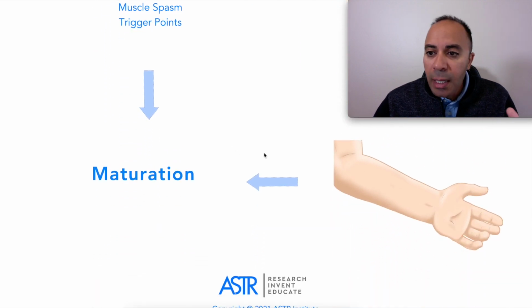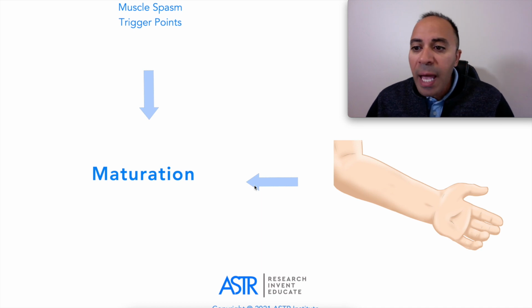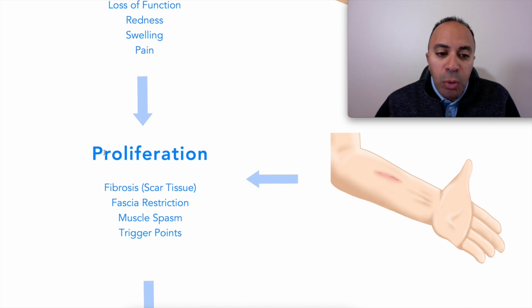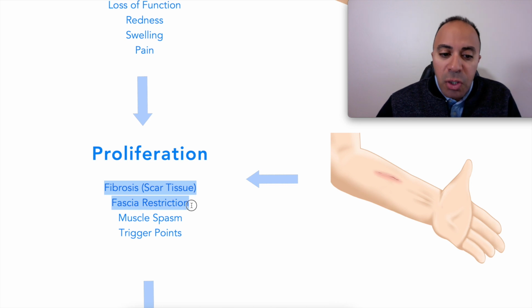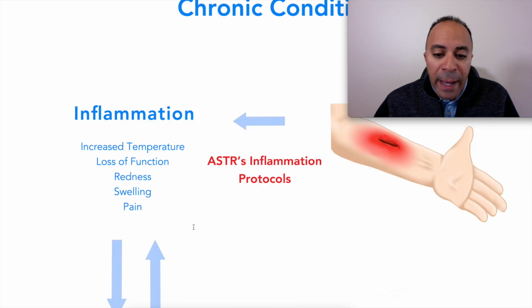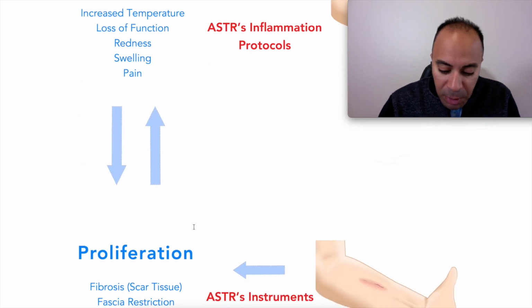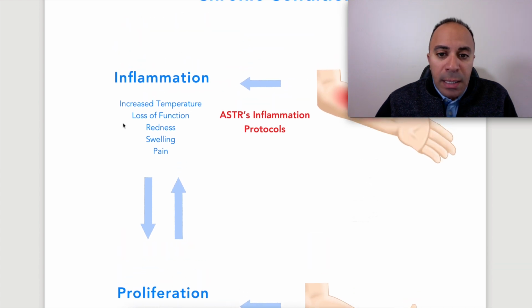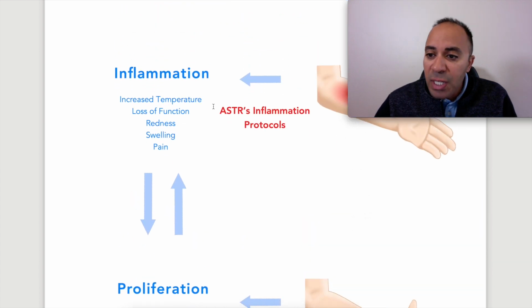That's when the body is actually healed and everything clears up. That could take days, weeks, months, or years. So if you still have a musculoskeletal issue, you're either stuck in the proliferation stage, which indicates that you have scar tissue, fascia restriction, muscle spasm, or your body is going back and forth between the inflammation and proliferation stage. You can see it here in this image, going back and forth in this vicious cycle of inflammation and proliferation.